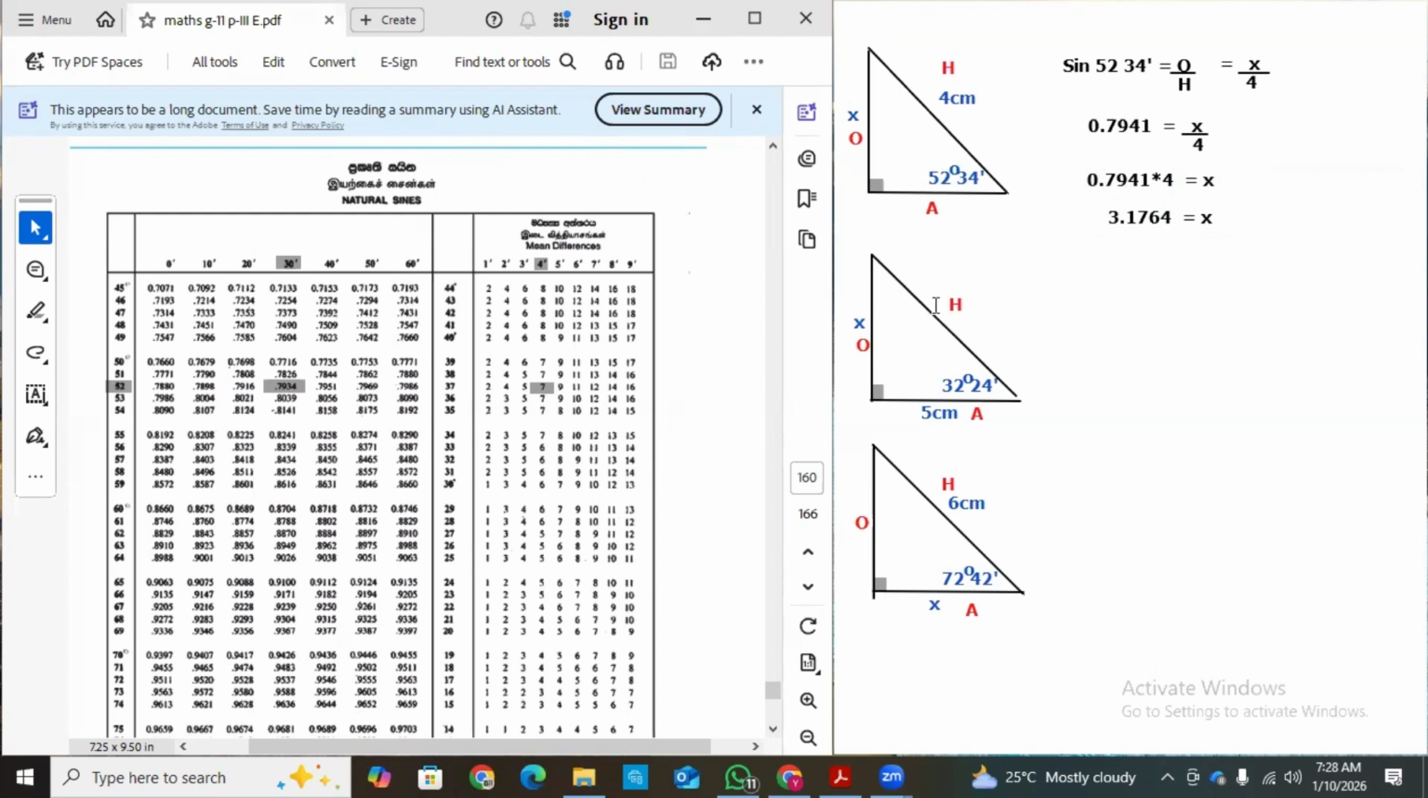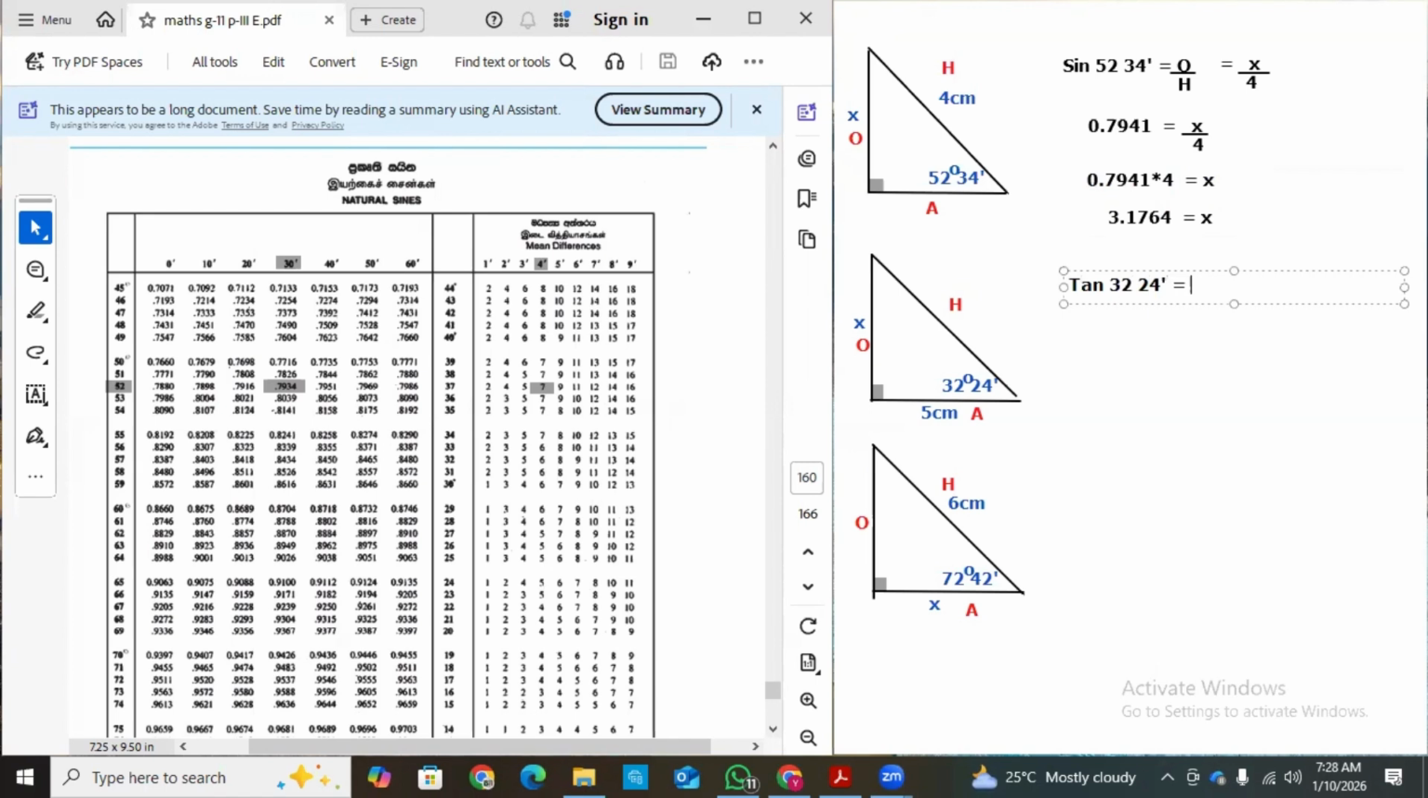That's it. So similarly, now we can find the next one. So here this time we have to ignore H. Ignore H means right now. So now the sine is over. Sine means O over H. Now O over A. O and A means tan. So we'll go with the tan ratio. Tan 32, 24 this time.